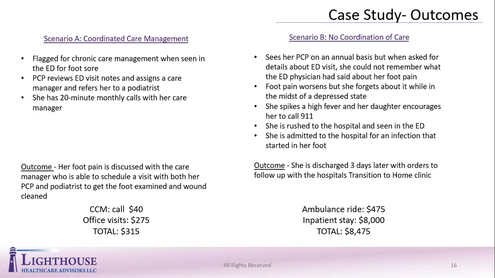And because now she's assigned a care manager, she has regular 20-minute monthly calls with that care manager. During one of these calls, her foot pain is discovered. The care manager is able to schedule her a visit with both her PCP and her podiatrist, and the wound is examined and cleaned. You can see the CCM call costs $40. The office visit's about $275. So the overall burden on the healthcare system is $315.